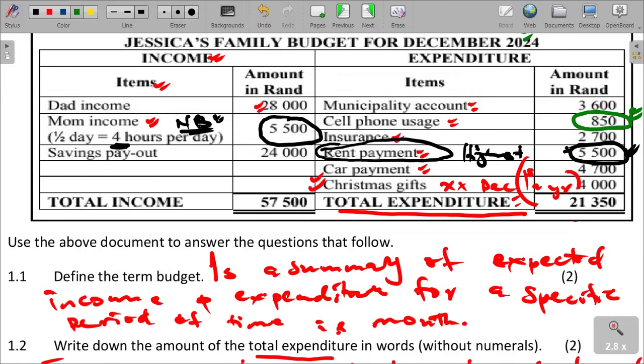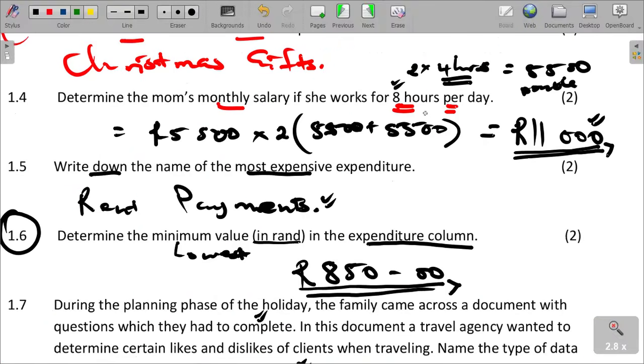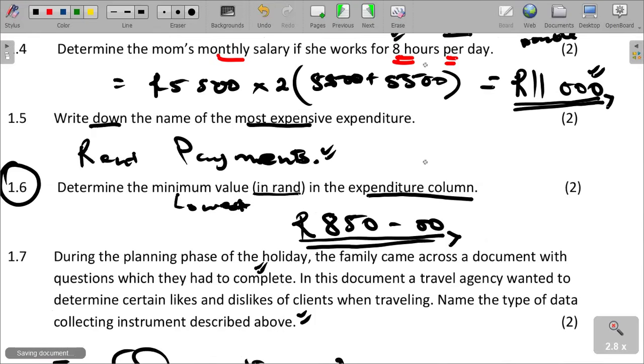Here is the lowest. So we are just identifying and putting the information on your answer book. We're saying the minimum is the lowest, which is 850 rand. In rands it is 850, which we have given there.